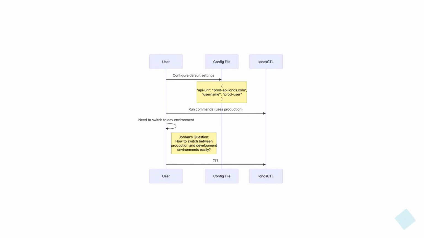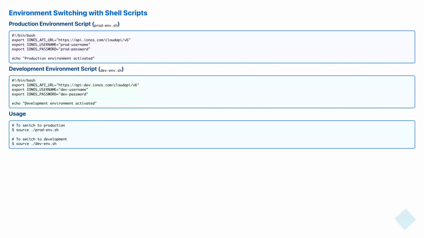Just to make sure I've got this right. If I want to switch between our production and test environments regularly, would you recommend using different config files, environment variables, or just overriding with command flags? Well, for that specific scenario, I've found environment variables to be the most practical approach.